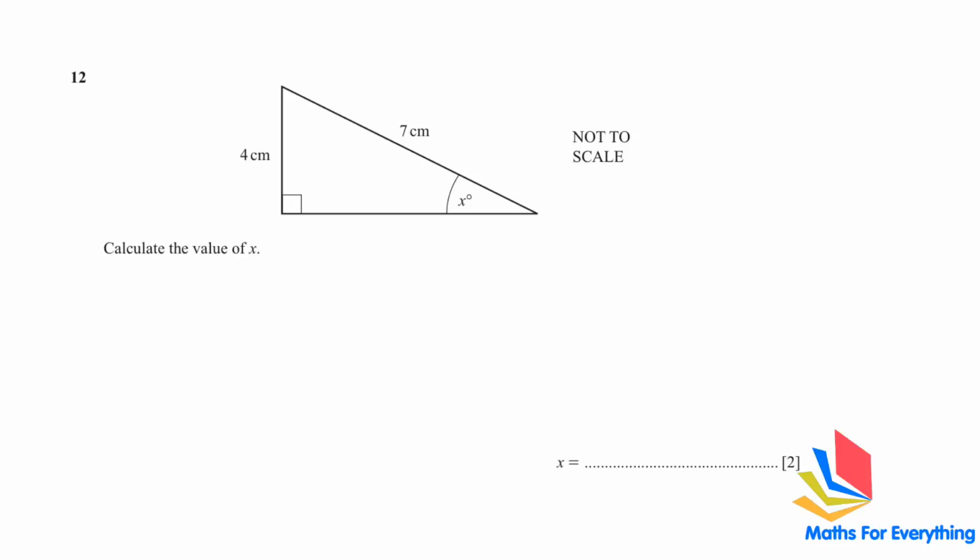Question number 12. Calculate the value of x. We have been given a right angle, two sides have been given, and we have to find the angle. It means we will have to use trigonometry. I hope you know your trigonometric identities. Sin theta is equal to opposite over hypotenuse. Cos theta is equal to adjacent over hypotenuse. And tan theta is equal to opposite over adjacent.